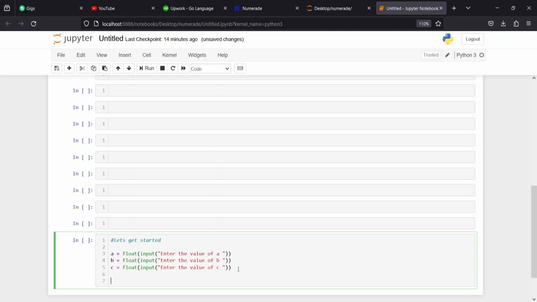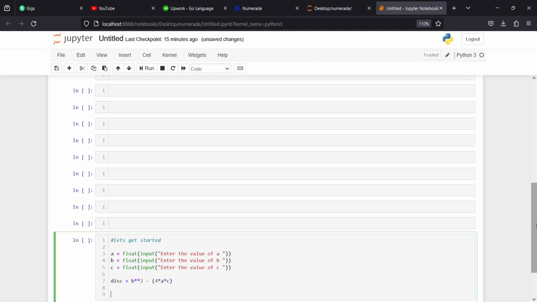So I will say discriminant equals to, as you know, it is equal to b square minus 4ac. So I will write b square as b double asterisk 2, and double asterisk in Python refers to the power, minus then 4 asterisk a asterisk c, right? Okay, so 4 asterisk a asterisk c. This is our discriminant.